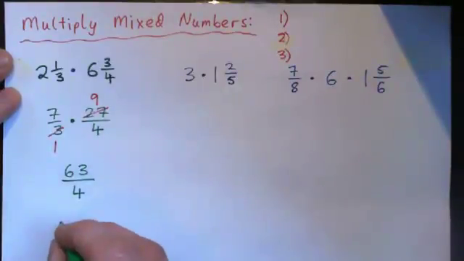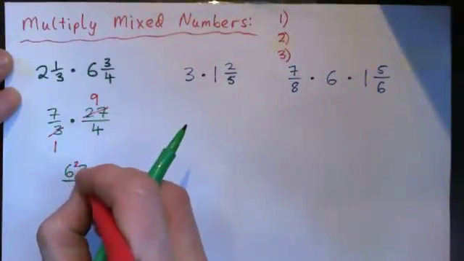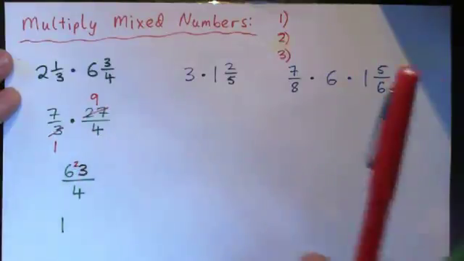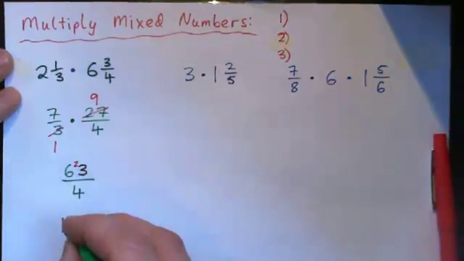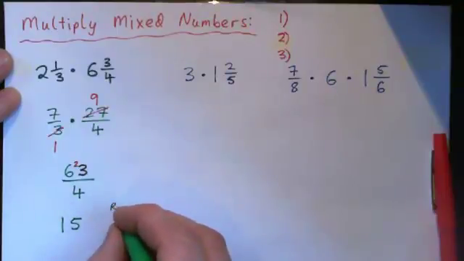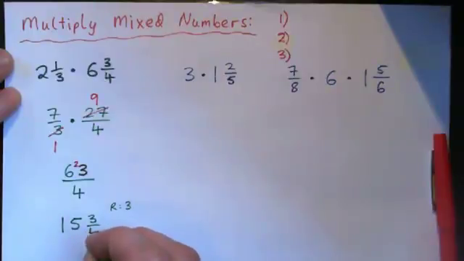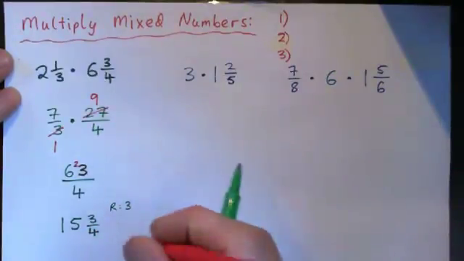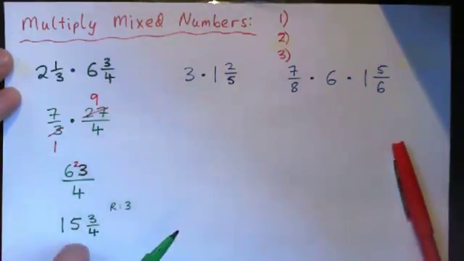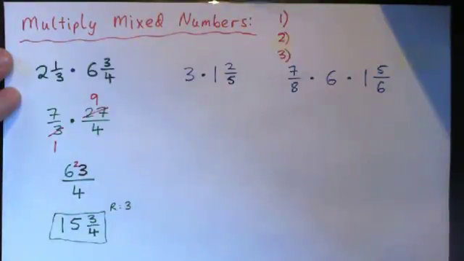So 4 into 6 goes once, remainder 2. And then 4 into 23 goes 5 times, remainder 3. So remainder is 3. So that's 15 and 3/4. So the answer is 63/4 or 15 and 3/4 as a mixed number. Okay. So here's the next example.